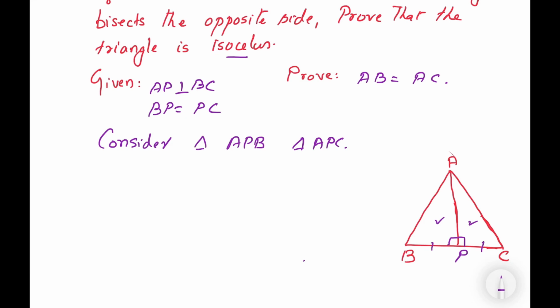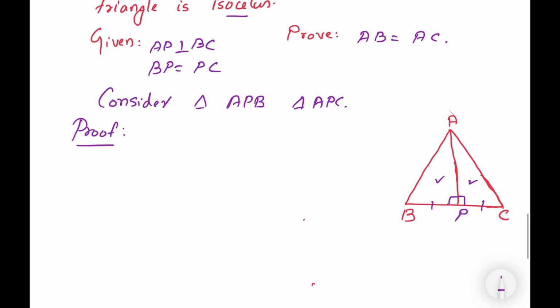Here, while writing, you can write any sequence, because you are just considering the triangles. When you are writing the congruence, you have to write the same sequence. Now, which criteria shall we use? You have a right angle, but you do not have the hypotenuse. AB equal to AC is what you have to prove. It is not given, so you cannot use RHS. In the previous sum AB equal to AC was given, so we used RHS.